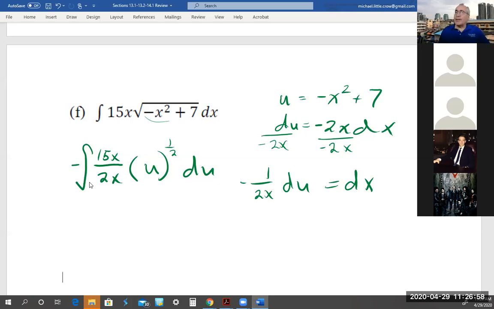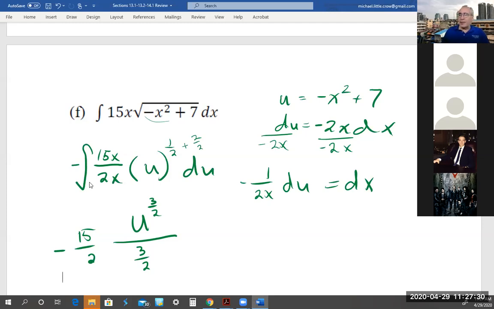We add 1 to this exponent, and again, when you're adding 1 to an exponent like 1/2, what we want to do is add 2 over 2. So this integrates u to the 3/2 divided by that new exponent. The x's cancel, so we're left with 15 halves, and the minus comes down. And since the 3/2 is in the denominator, we flip it and multiply.